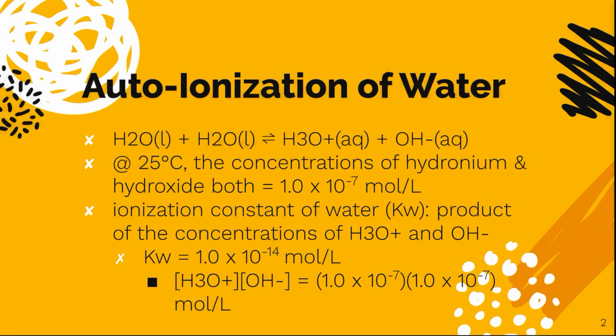You're going to have H2O plus H2O giving you hydronium and hydroxide ions in a reversible reaction. At 25 degrees Celsius, the concentrations of hydronium and hydroxide are both equal to 1.0 times 10 to the negative 7 moles per liter. Your ionization constant of water, Kw, is equal to the product of the concentrations of H3O plus and OH minus. So your Kw is equal to 1.0 times 10 to the negative 14 molarity. You derive this number by multiplying the concentrations of H3O plus and OH minus, which is just 1.0 times 10 to the negative 7 squared.